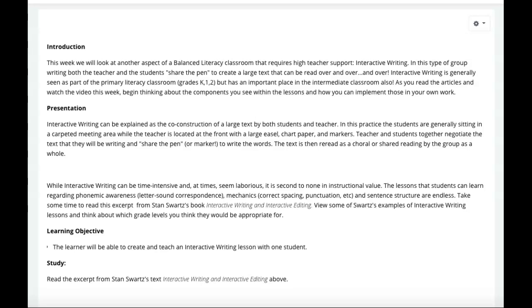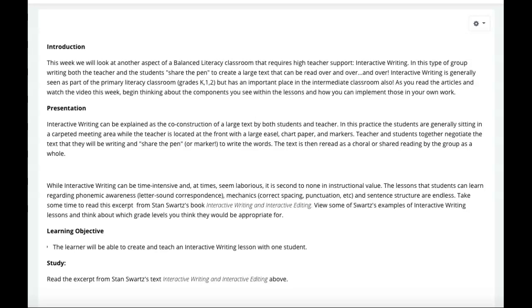The topic of week 3 is interactive writing. It's one of the 4 instructional contexts for writing that you read about in chapter 2 of our text. It is identical to and proceeds exactly like shared writing, with one exception. The teacher and the students share the pen or the marker. The sharing of the pen is deliberate and strategic.